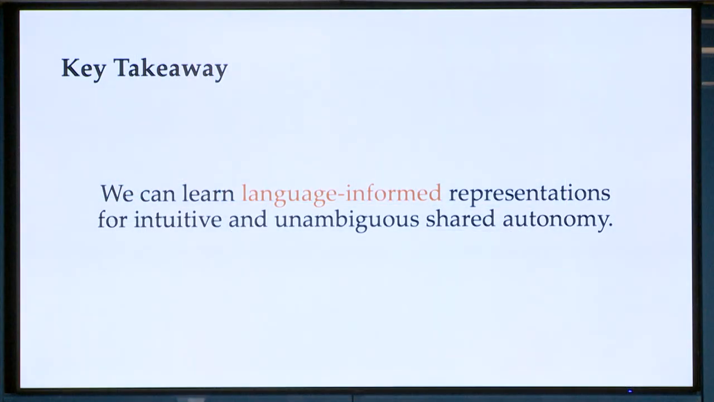But that level of shared autonomy allows you to do fairly more complex types of tasks here. So the key takeaway here is to allow a robot to be more interactive with humans. And what we are doing here is learning these language-informed representations that help us have this intuitive and unambiguous shared autonomy, combining the input of the human and the input of the robot, so that we could do fairly complex manipulation tasks, I'd say, in a low data regime scenario.